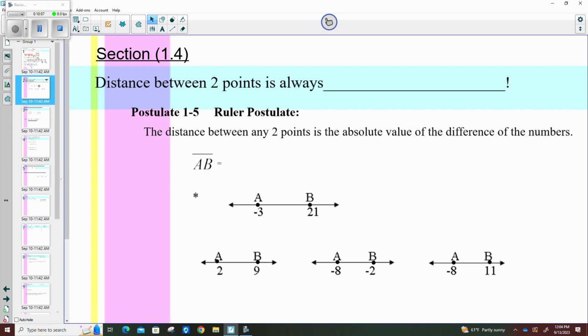All right, we are looking at section 4 today. In section 4, we deal with a little bit of the algebra and the geometry combined. First thing we got to talk about is distance. Distance between 2 points is always what kind of number? Positive. Very nice.